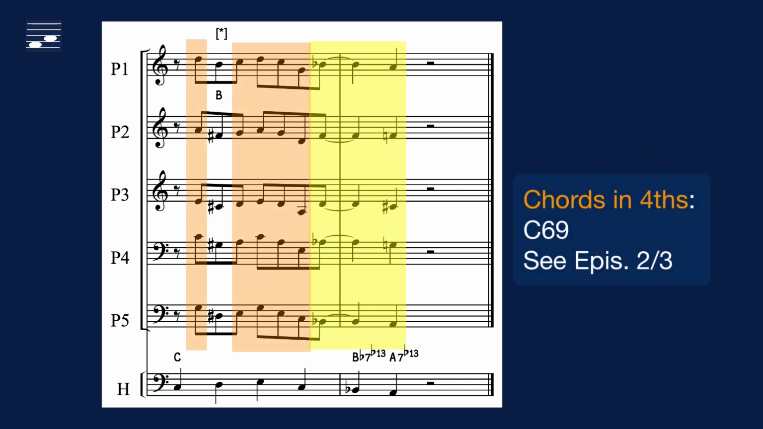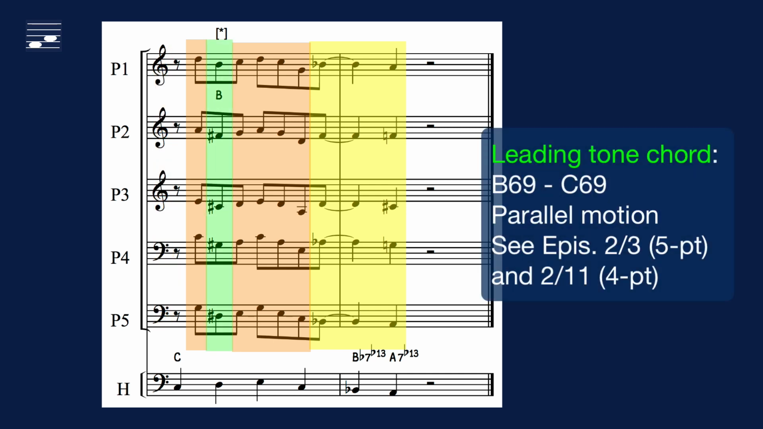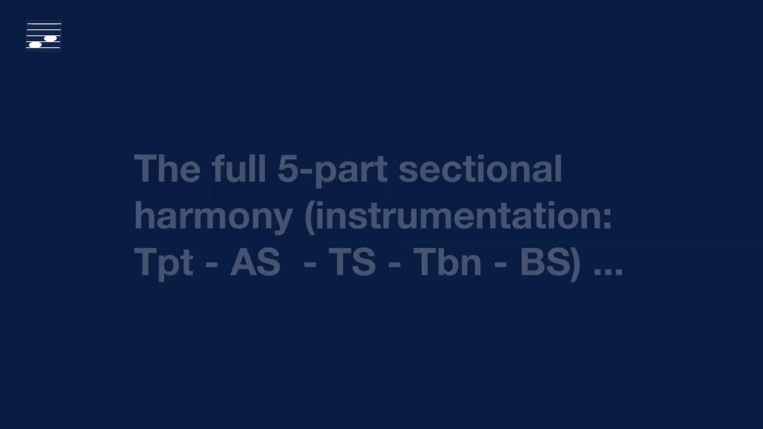The C major chord is voiced as 5-part chords and fourths, a technique presented in episode 2 from this series. Chordal functions and the perfect fourth intervals between adjacent parts are shown in the score. The non-chordal B in part 1 is set as a leading tone chord, approaching the target pitch in 5-part exact parallel voicing from a semitone below. Listen to the full section.